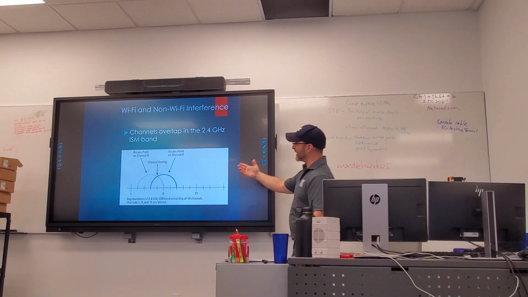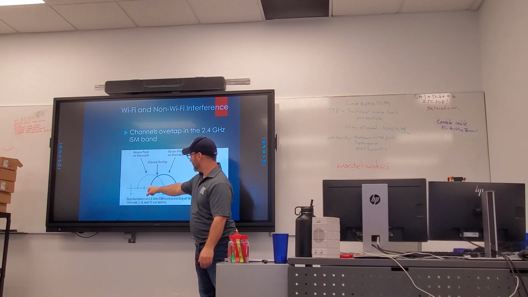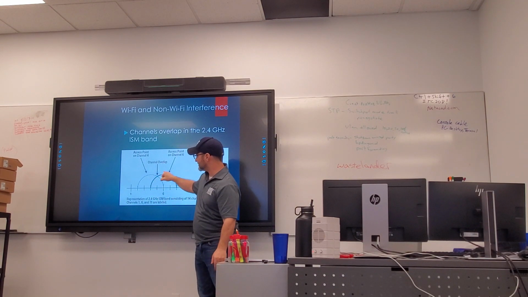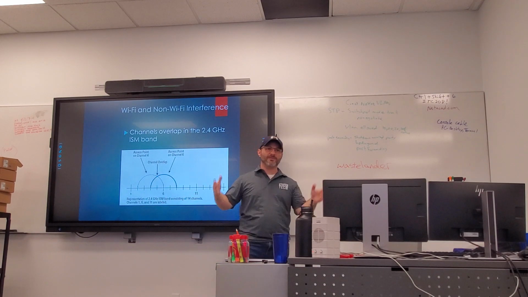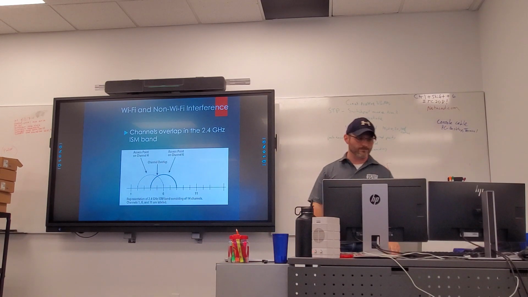This is kind of showing exactly what we just talked about. In 2.4, here we've got channel 4 and 6, and we're overlapping about half of that spectrum for each of those.